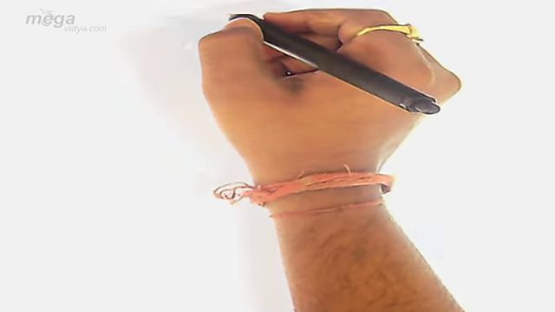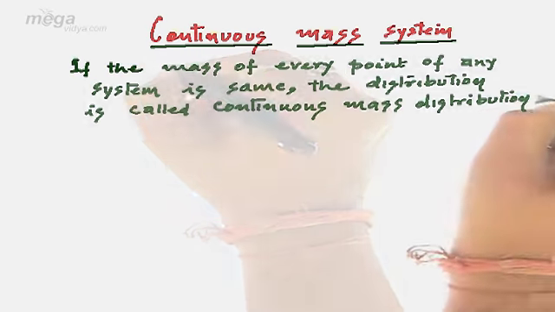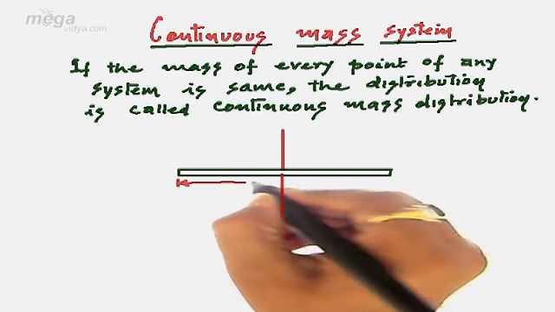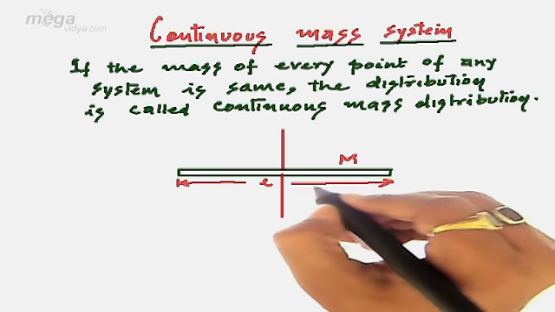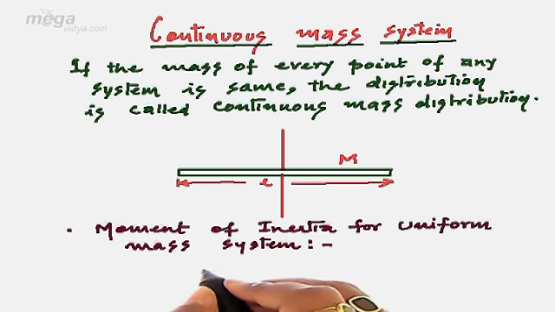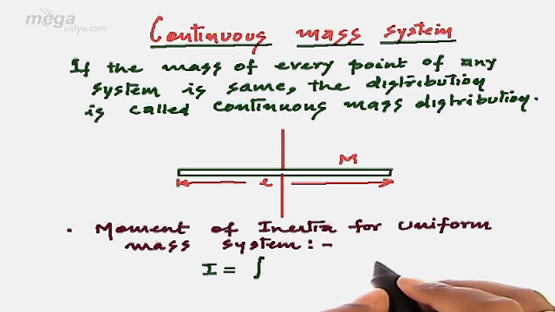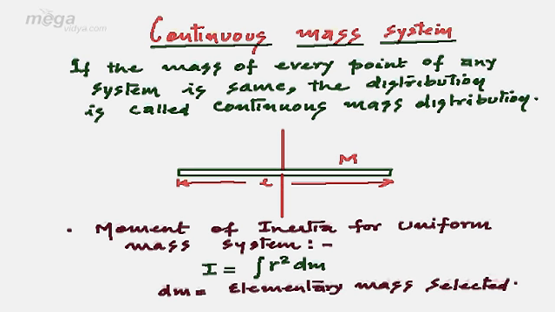Now let's know what a continuous mass system is. If the mass at every point of the system remains the same, the distribution is called continuous mass distribution. Let's consider this rod having length L and total mass m. Each and every part of the rod is uniform, and thus it can be considered a uniform mass system. Now the moment of inertia for a uniform mass system may be given as, the summation will be replaced by the integration of r square multiplied by dm, where dm is the elementary mass and r is the distance of that elementary mass from the axis.